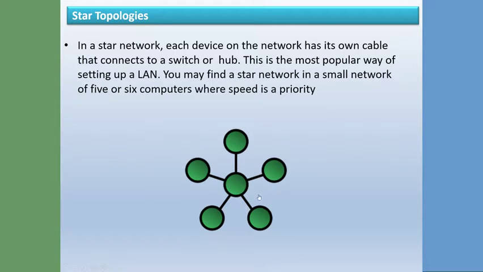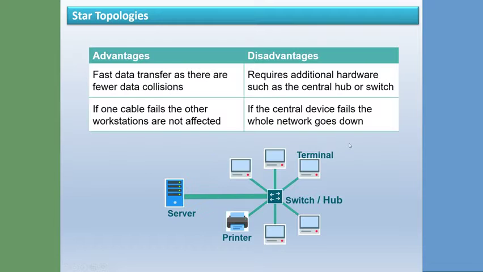A star topology looks exactly as it says. In the middle you have a central device such as a switch, and then each device comes off that switch, so each computer is physically connected to that switch. It's the most popular way of setting up a network, and you'll generally find it in a smaller network. Much larger networks tend to use different types of topologies.